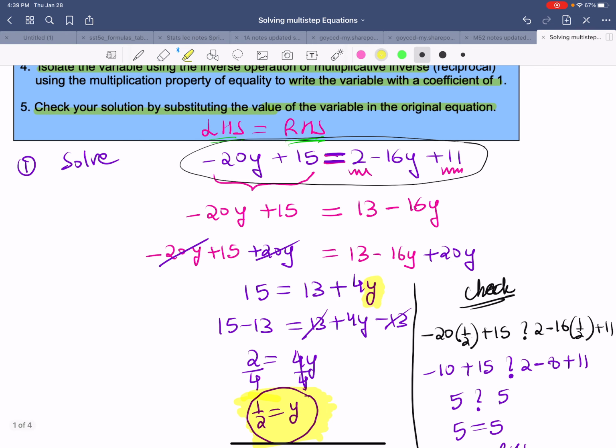If we replace y by 1/2, then both the left hand expression and right hand expression will be equal to each other only if y is equal to 1/2. Otherwise, they're not equal to each other.